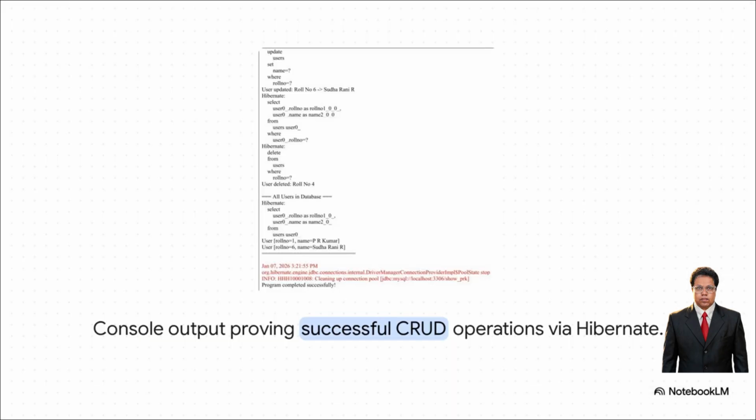If you look at the console output here, you can really see the true power of Hibernate in action. It's proof. Hibernate successfully generated and executed all those complex SQL queries automatically, totally behind the scenes. Notice what's missing. You didn't have to write a single raw SQL query in your Java code. You just manipulated objects, and Hibernate did all the heavy lifting.